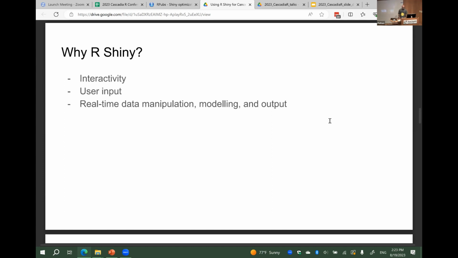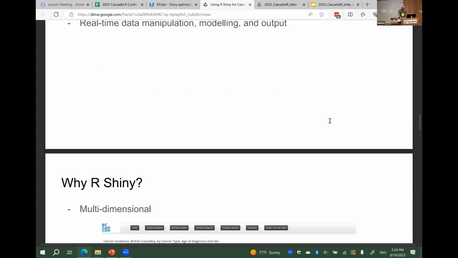And the third thing was that we wanted to make sure that real-time data manipulation, modeling, and output would be possible. The reason being some of the cancer surveillance reports are quite complex, running statistical models in the background. An example would be using joinpoint analysis when we are looking at long-term cancer trends, just to see how many breakpoints we have, how many times the cancer trend changed in the last 60 years. So those models are running live in the back end. That was another motivation for us to move to something similar to our markdown. Oh, sorry, similar to our Shiny.